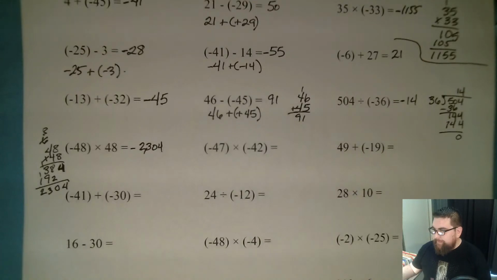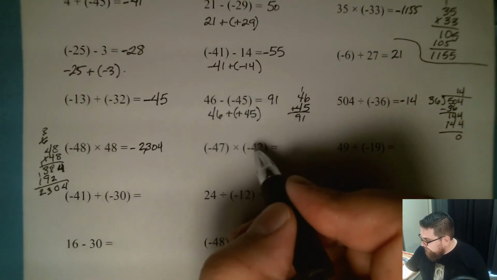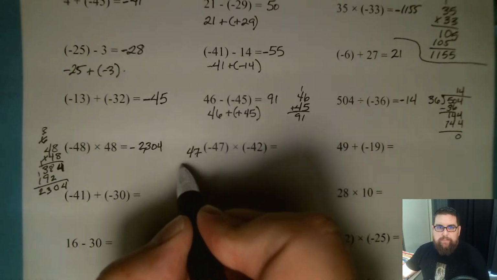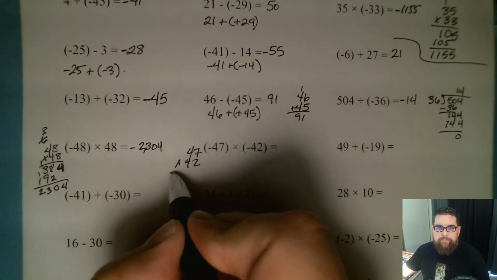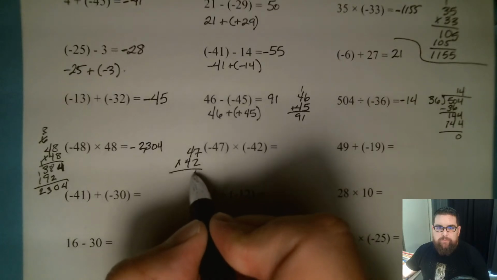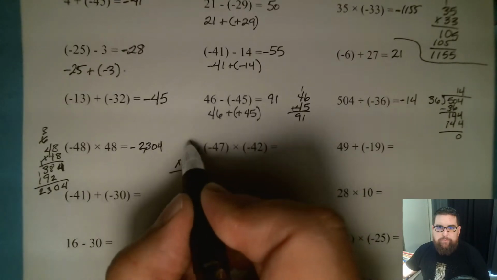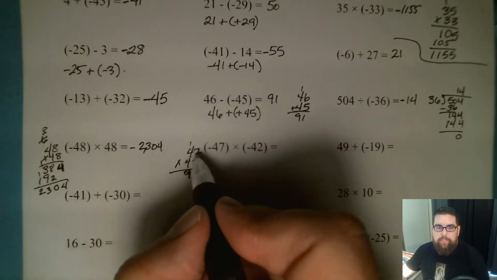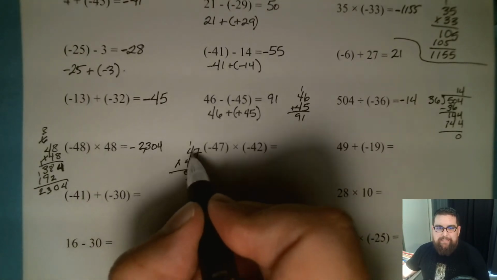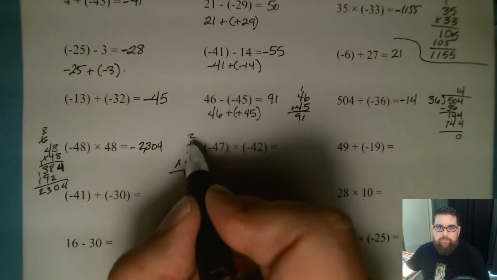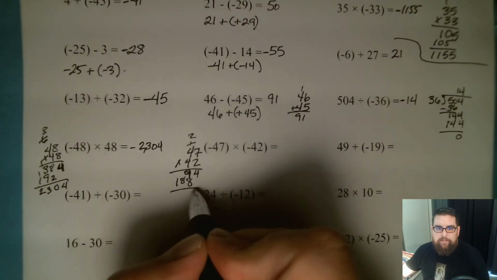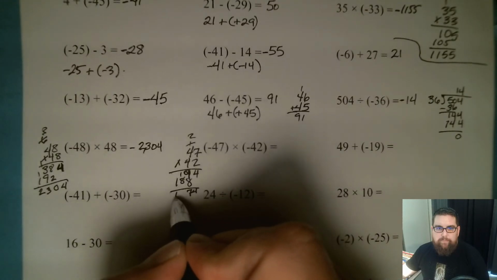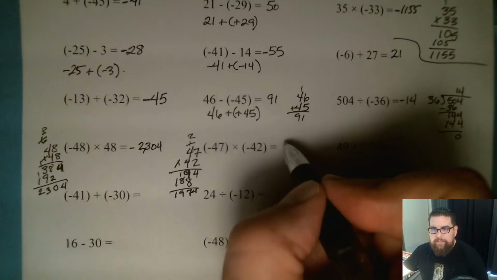Moving on to the next one, we have negative 47 times 42. So we're going to take 47 times 42, and we just multiply like normal. 2 times 7 is 14. Carry the 1. 2 times 4 is 8, plus 1 is 9. And yeah, I still almost tried to write the 8. 4 times 7 is 28. And 4 times 4 is 16, plus 2 is 18. So we get 1,974.